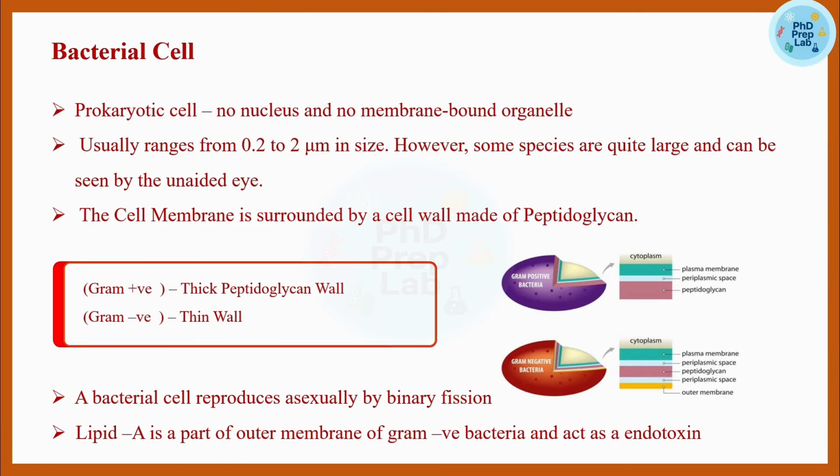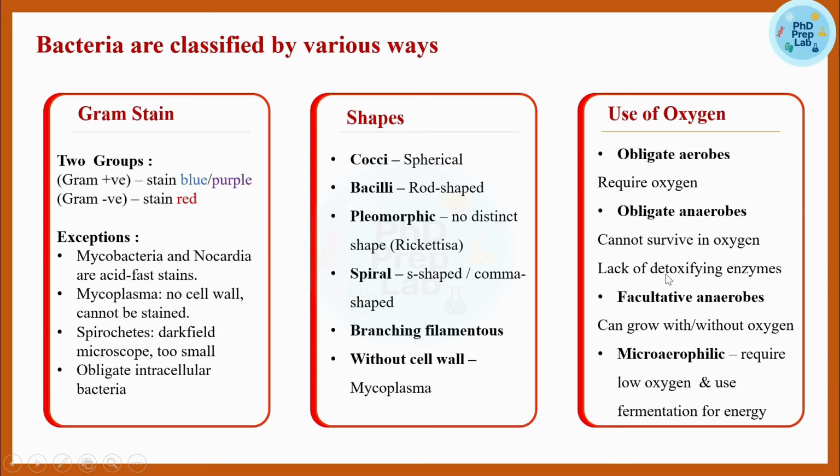And they are very small, usually from 0.2 to 2 micrometer in size. They have a cell membrane which is surrounded by a cell wall made of peptidoglycan. In gram-positive bacteria, we can see a thick layer of peptidoglycan, whereas in gram-negative, there is a very thin layer of peptidoglycan. An important point to note is that gram-negative bacteria have lipopolysaccharide as a part of the outer membrane, which also acts as an endotoxin. So this is also one very important point.